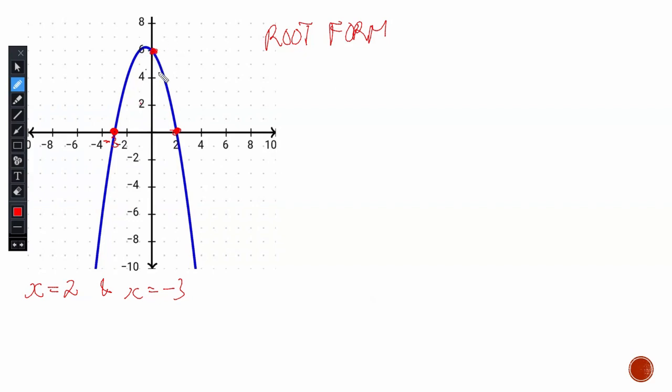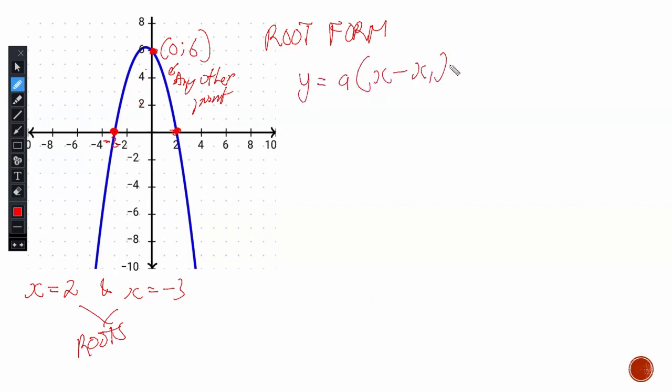So this will be written as what? 0 is to 6. So this is the any other point. We have the roots, and then we have the any other point. Again, we go y is equals to a, bracket x minus x1, and then x minus x2, right? So the first thing that we should do, again, we first calculate the value of a.